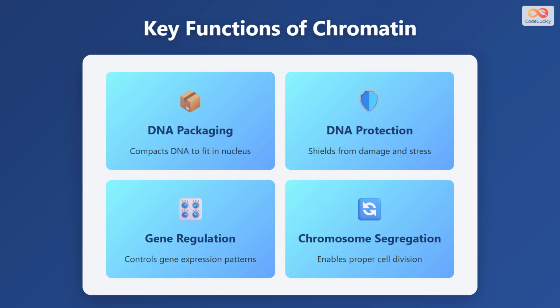Chromatin organization serves 4 critical functions in cells. First, DNA packaging allows the massive genome to fit compactly inside the tiny nucleus. Second, DNA protection shields the genetic material from physical damage and chemical stress. Third, gene regulation is achieved by controlling which DNA regions are accessible for transcription, thereby determining which genes are active or silent. Fourth, chromosome segregation ensures that DNA is properly organized and distributed during cell division. Together, these functions make chromatin essential for cell survival and proper functioning.